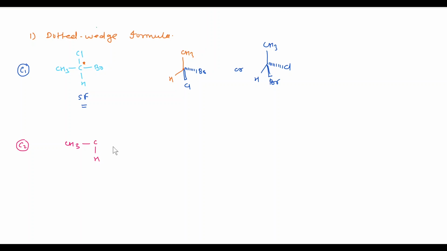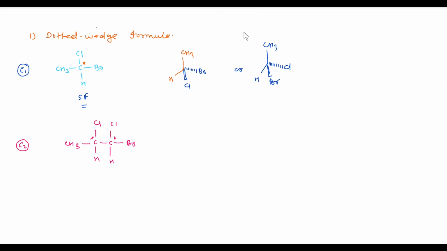CH3, CH, CH, here bromine, here chlorine and here chlorine. In this example, basically, two carbon atoms are chiral in nature. This carbon first and this carbon second. And we have to write this structural formula into the three-dimensional dotted wedge formula.